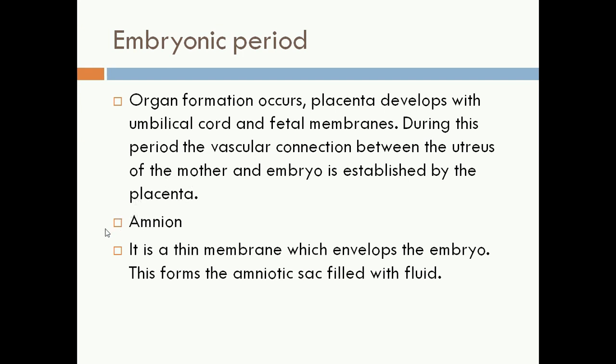So, the placenta is a layer of cells that are going to be helpful in communication between the mother and the fetus. Within the placenta, there is another sac called the amnion. The amnion is a thin membrane which envelops the embryo and forms the amniotic sac filled with fluid. The fluid present within the sac is called amniotic fluid.